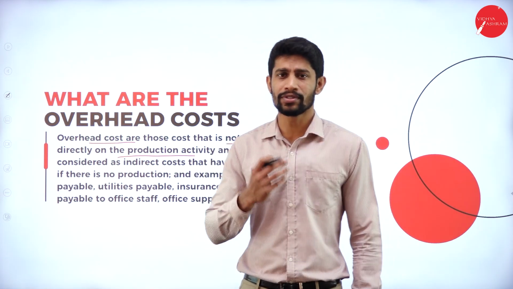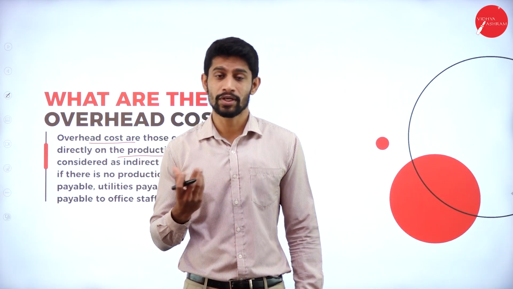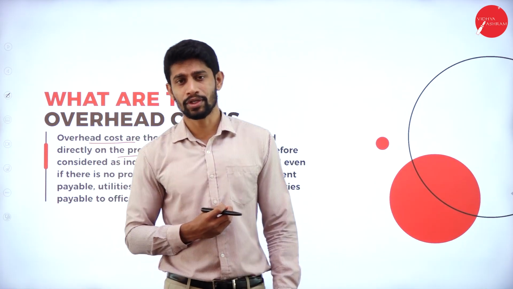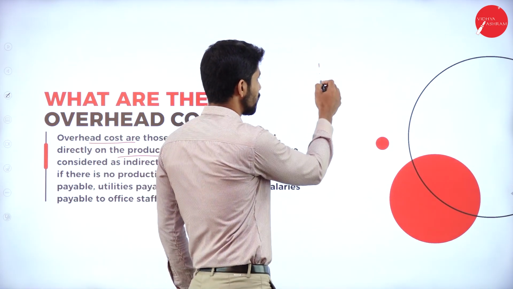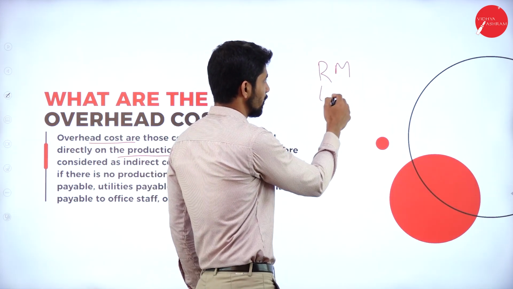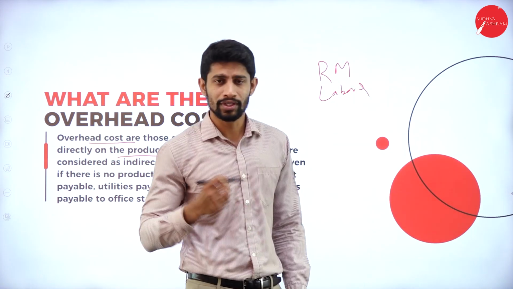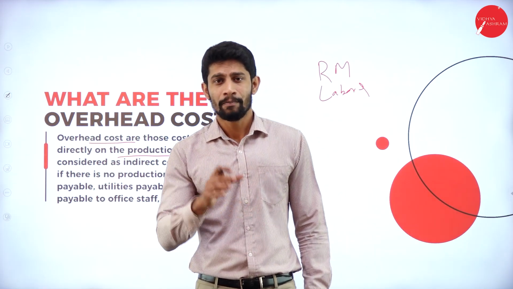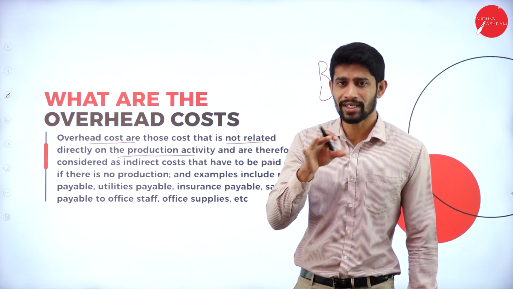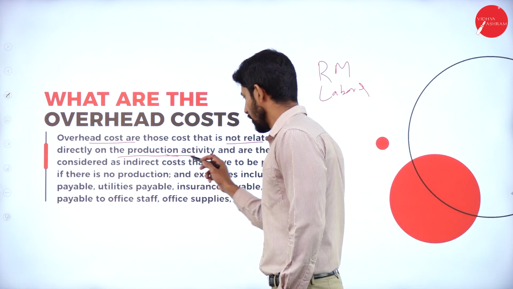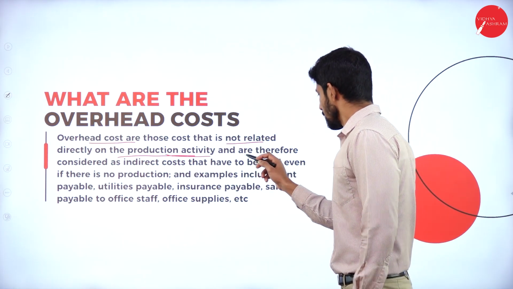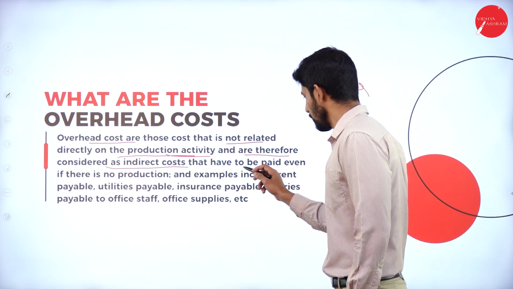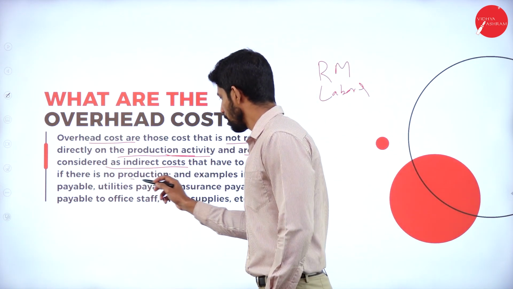For example, to produce a product, what all do you require? Obviously machinery, direct labor, and raw materials are required, right? So these are all the components which are directly related to the productional activities. But overheads are not directly related to the productional activities and are therefore considered as indirect cost that has to be paid even if there is no production.